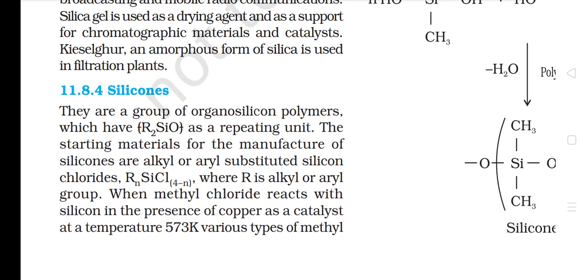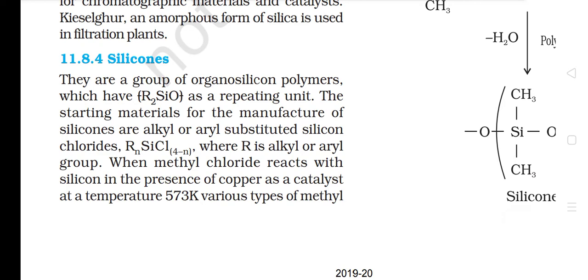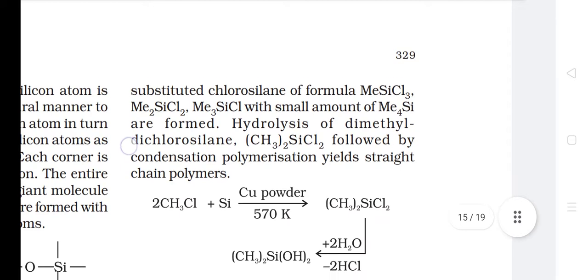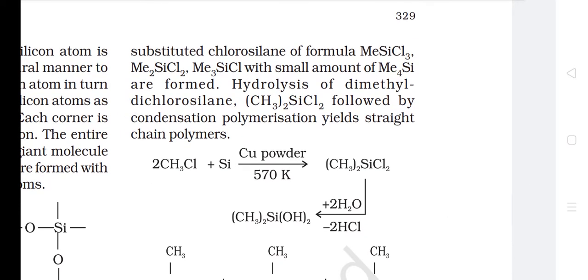11.8.4 Silicones. They are a group of organosilicon polymers which have R2SiO as a repeating unit. The starting materials for the manufacture of silicones are alkyl or aryl substituted silicon chlorides, RnSiCl4-n, where R is an alkyl or aryl group. When methyl chloride reacts with silicon in the presence of copper as a catalyst at a temperature of 573 Kelvin, various types of methyl substituted chlorosilane of formula MeSiCl3, Me2SiCl2, Me3SiCl with a small amount of Me4Si are formed.